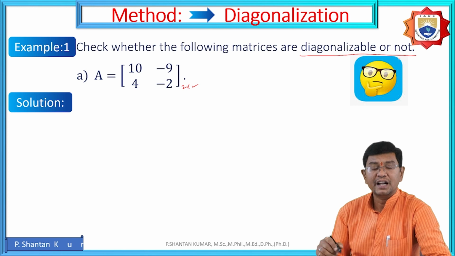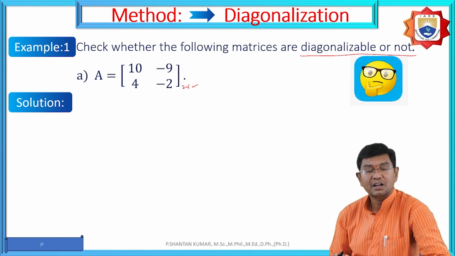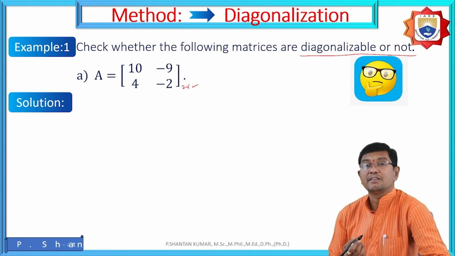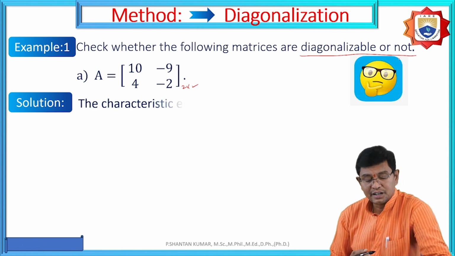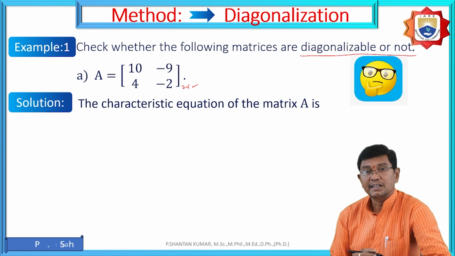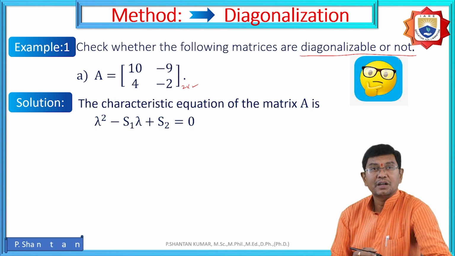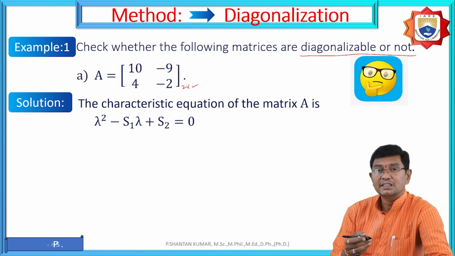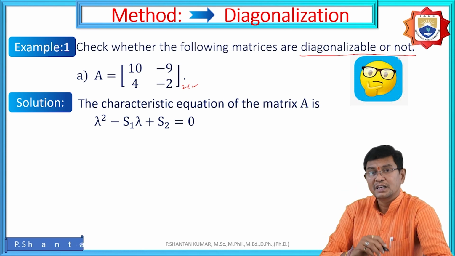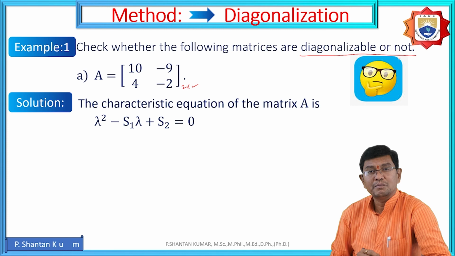Checking whether it is diagonalizable or not depends upon the eigenvalues. The eigenvalues come from the characteristic equation, that is determinant of A minus lambda I, which is lambda square minus S1 lambda plus S2 equal to 0. Here S1 is the trace of the matrix and S2 is the determinant of the matrix.